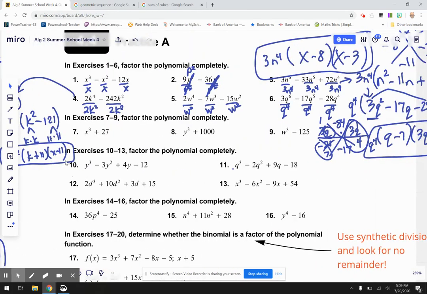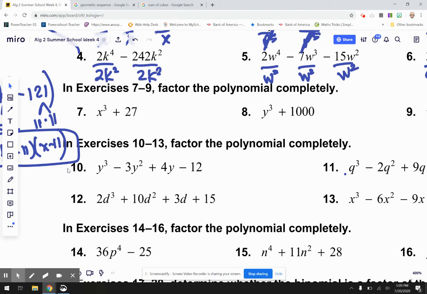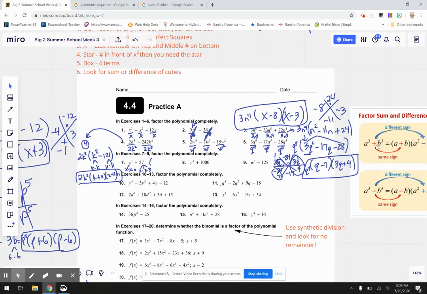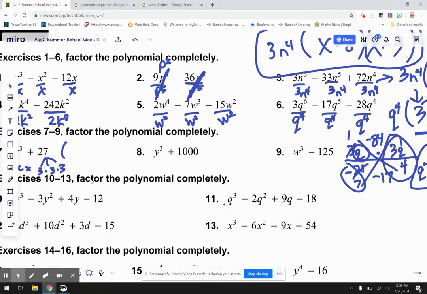So let's take a look at what they gave us in 7. You really don't have to do a lot of work on these. This is a cube, x times x times x. This is a cube, 3 times 3 times 3. So we are going to use the sum, which is this one right here. So a plus and then a minus. So we want to do a plus first. So we want to do x plus 3. Then we want to do x squared, and then we want the minus. And then we want the 3x and the minus 9.